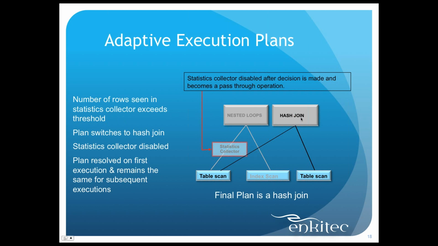If it makes the decision to do that, it disables the statistics collector piece of it at that point, so there's no point continuing to slow down the processing by collecting those additional statistics. And once that plan has been determined, it's going to remain for subsequent execution. So on the next execution, it's not going to go back and try to relook at multiple plans. It's just going to go with the plan that it's got. Okay.